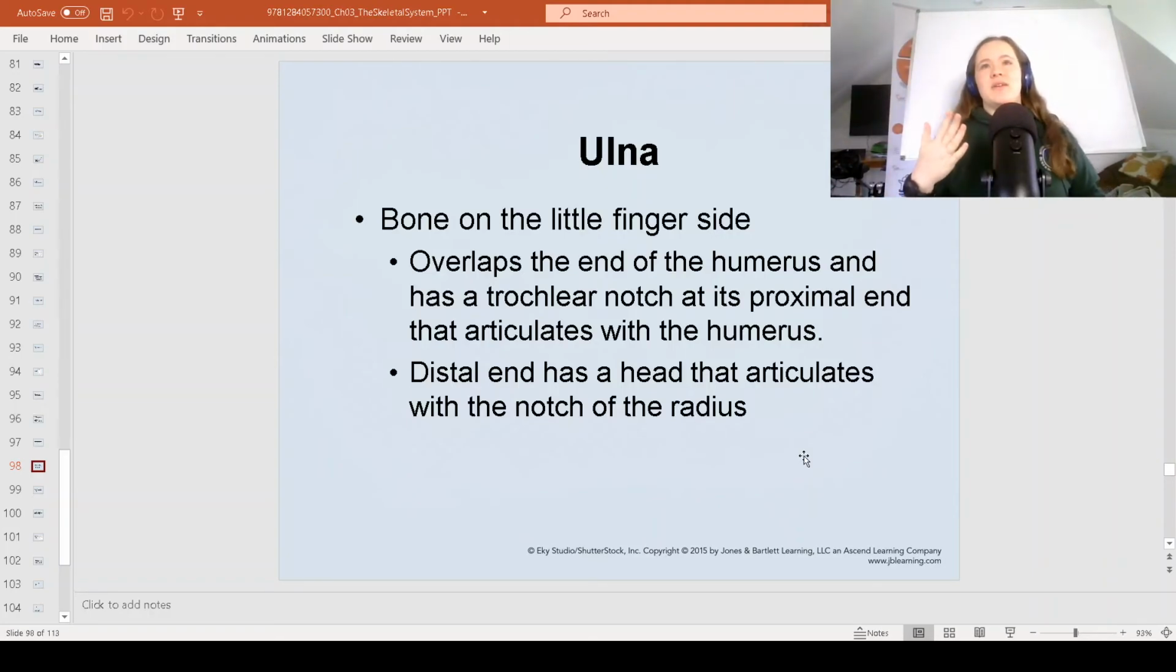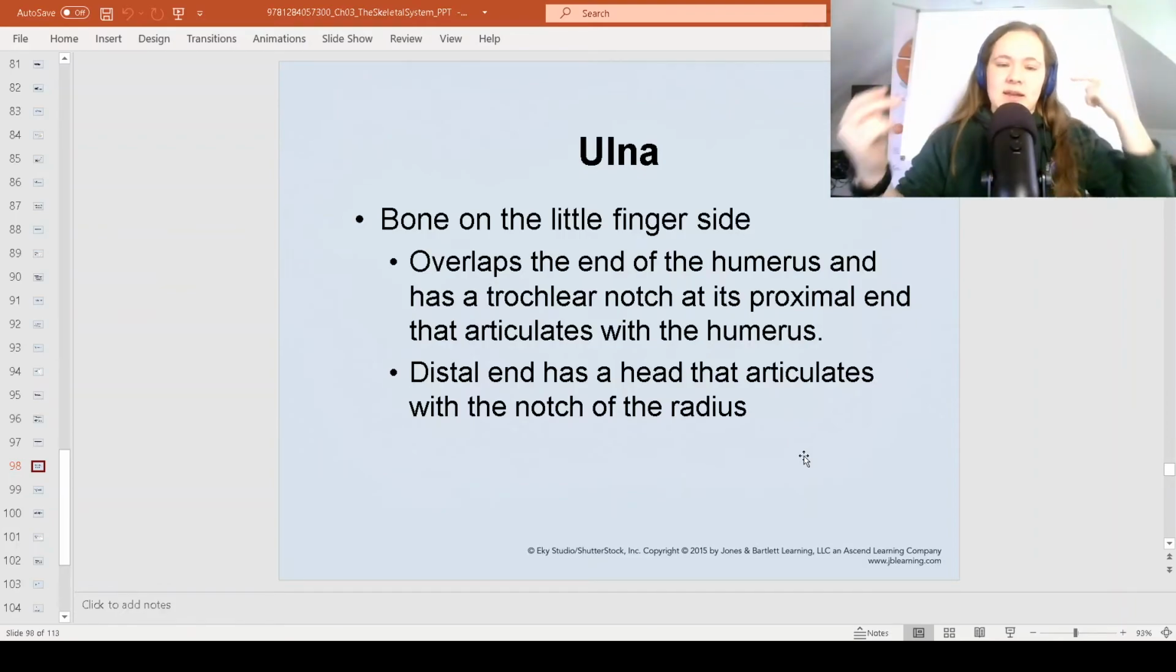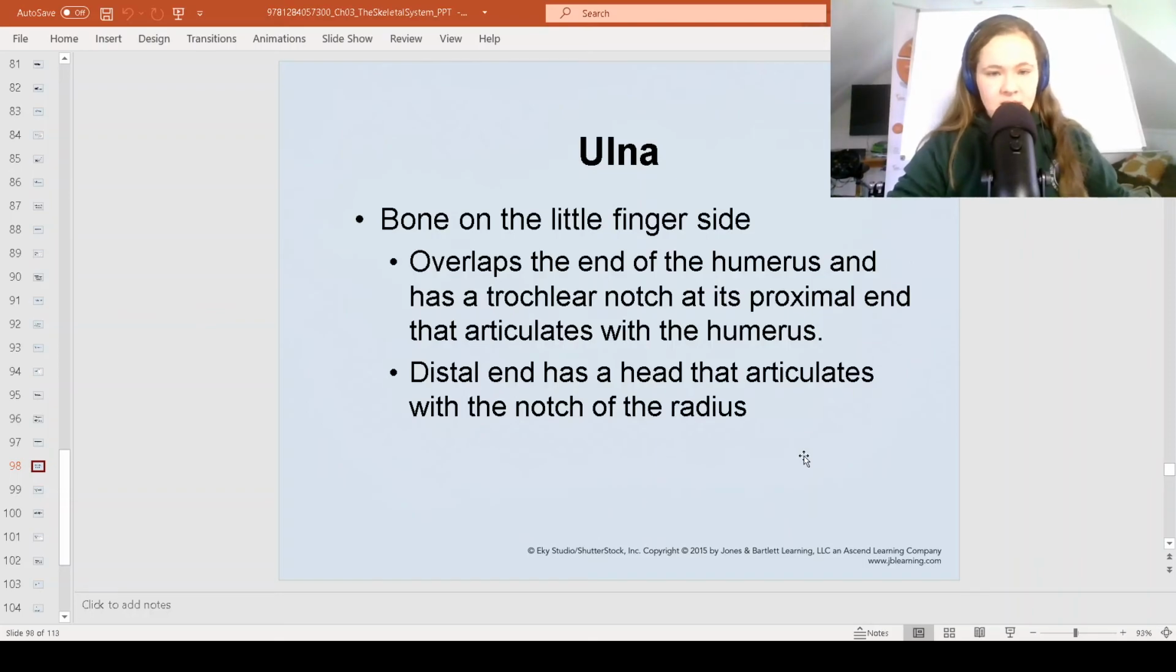The ulna, which is the bone on the little finger side. So we've actually got this in fingerprinting too. We've got the ulnar loop and the radial loop. So we've got to know this too. The ulnar loop links to this side. Radial loop links to this side, based on my hand. The bone on the little finger side overlaps the end of the humerus and has a trochlear notch at its proximal end that articulates with the humerus. The distal end has a head that articulates with a notch of the radius.